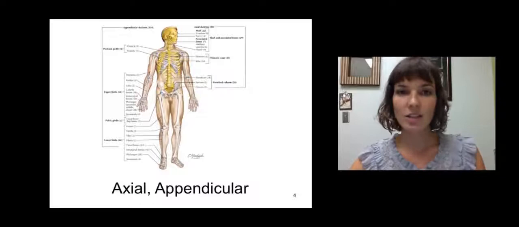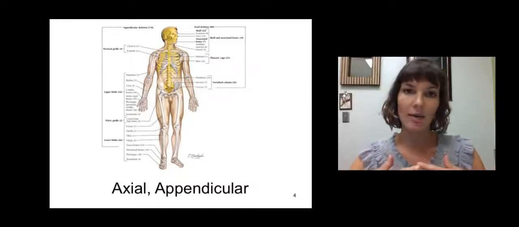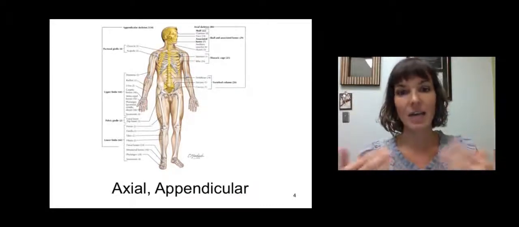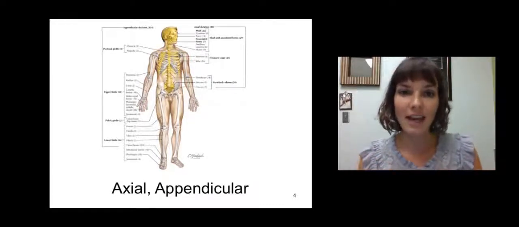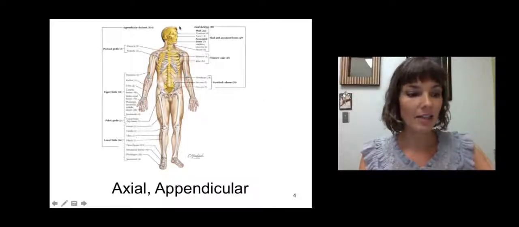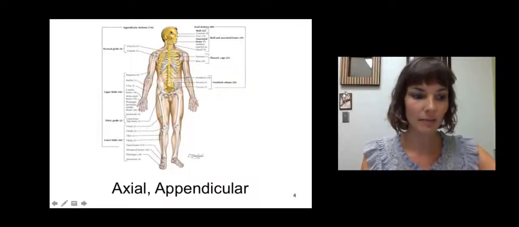There are several ways to classify bones. One way is to describe where they are in the body. So there's the axial and the appendicular skeleton. The axial skeleton is highlighted in this slide as yellow, and that is going to include the skull, the vertebral column, and then also the rib cage. So that's our axial skeleton here in yellow.